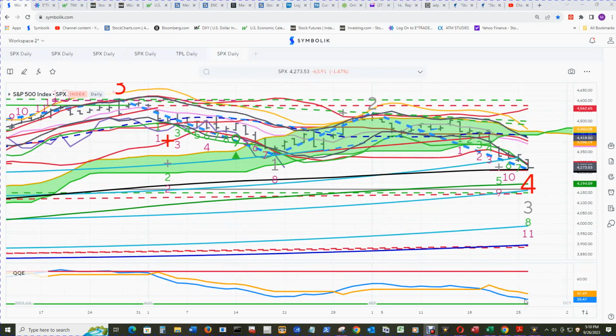And the QQE fast is fast approaching the oversold 30 line, just like RSI. It's pretty much almost exactly like RSI, except it has an extra line here, this slow QQE, so it's definitely well below that and headed towards 30.